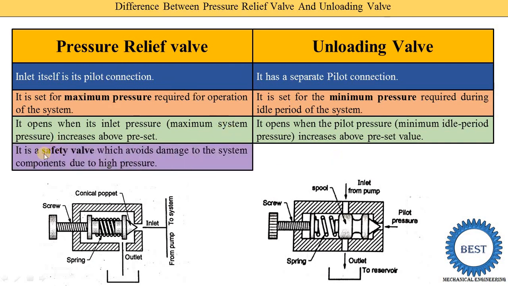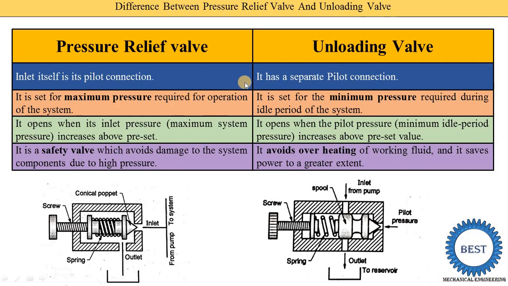The pressure relief valve is a safety valve which avoids damage to the system and components due to high pressure. Suppose the system capacity is 10 bar and the oil pressure increases above 10 bar, then damage to the system and components is possible. So by using this pressure relief valve we avoid damage to the system, so it works as a safety valve. The unloading valve avoids overheating of the working fluid, meaning the oils are not overheated.